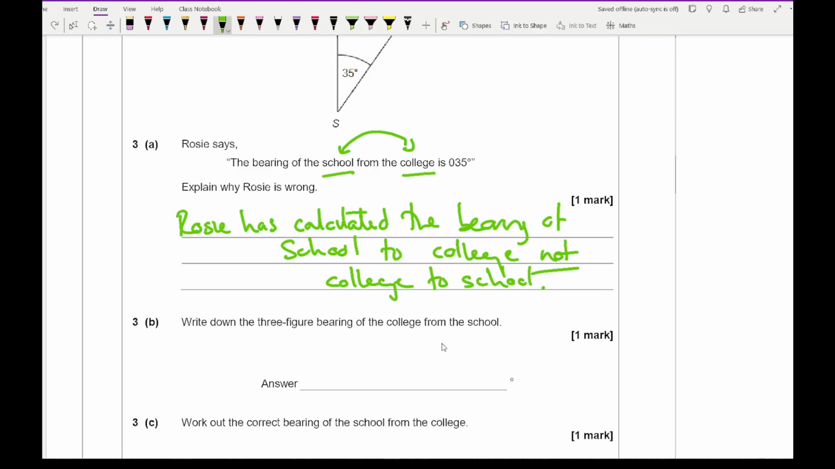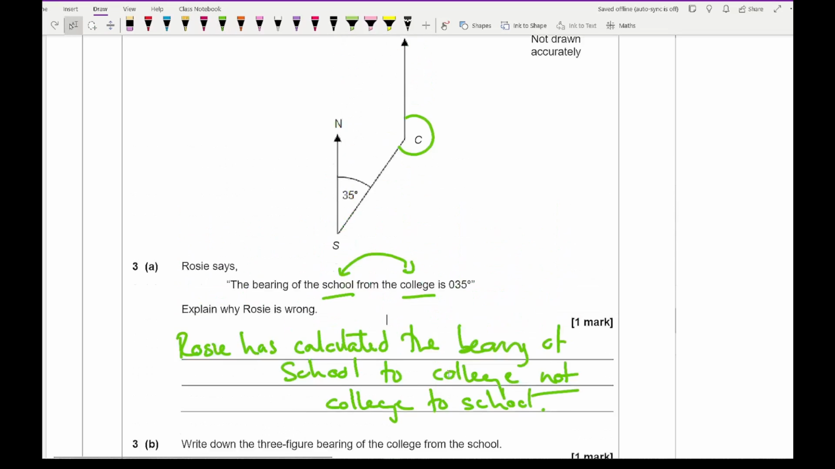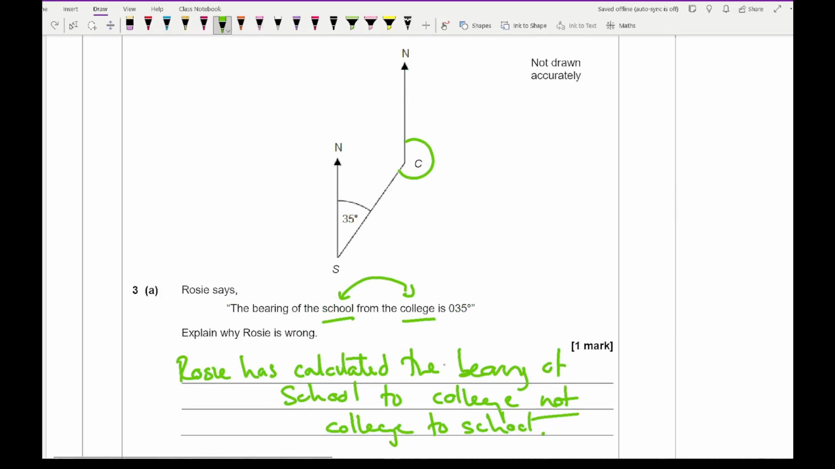It then says for 3b, write down the 3-figure bearing of the college from school. So for this, if we go back to the diagram, the green angle is what I'm trying to work out. Again, there are a couple of ways in which we could do this. We could draw a straight line from this. I know that this angle here is 35 because it's corresponding to this angle here. And I know that this angle here is 180. So it's going to be 35 plus 180, which gives me an answer of 215.